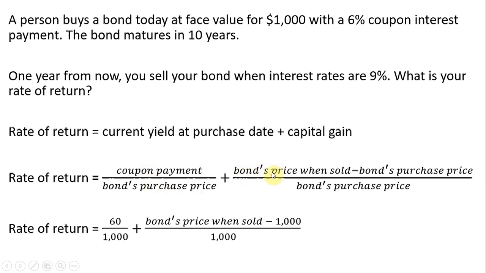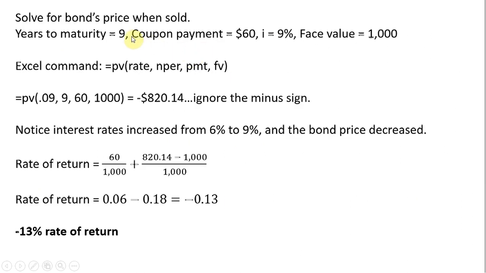And then the capital gain is going to be the bond's price when sold minus the bond's purchase price, all divided by the bond's purchase price. So when you got the bond, you're getting this $60 coupon payment per year, and you paid $1,000 for the bond. 1 year from now, you're going to sell your bond. We're going to have to figure out what that is on the next screen. The purchase price again was $1,000, so I have $1,000 here and $1,000 here. So what we need to do is solve for the bond's price when sold.